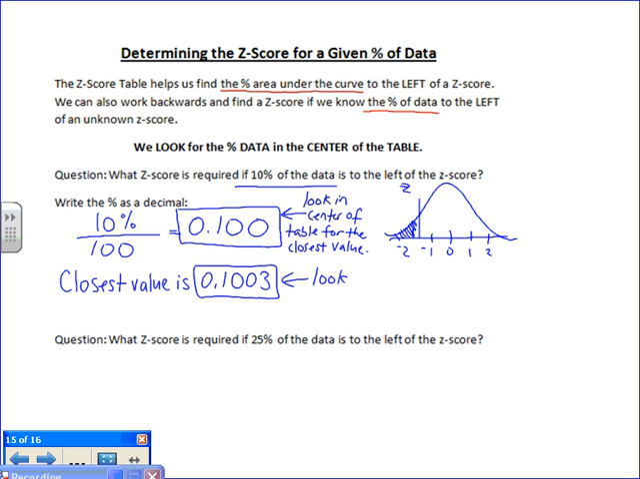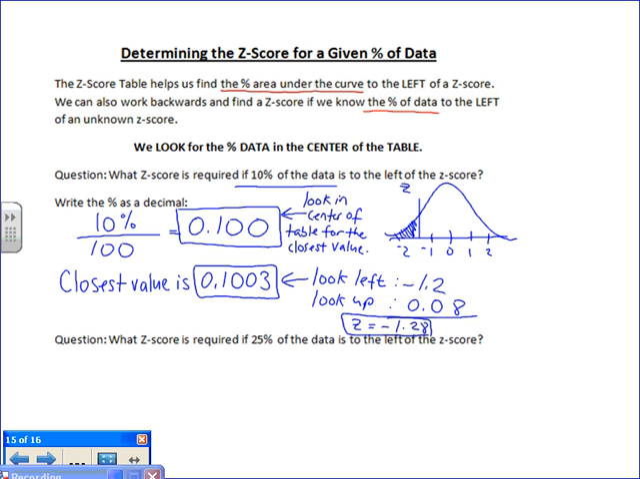to the left. So I'm going to look across to the left to get the first 2 digits of my z-score. The first 2 digits of my z-score are going to be negative 1.2. And I'm also going to look up to get that very last digit, which is 0.08. And so my z-score is going to be negative 1.28. There's my z-score. So that tells me that 10% of the data is below a z-score of negative 1.28, and so I am 1.28 standard deviations below the mean.